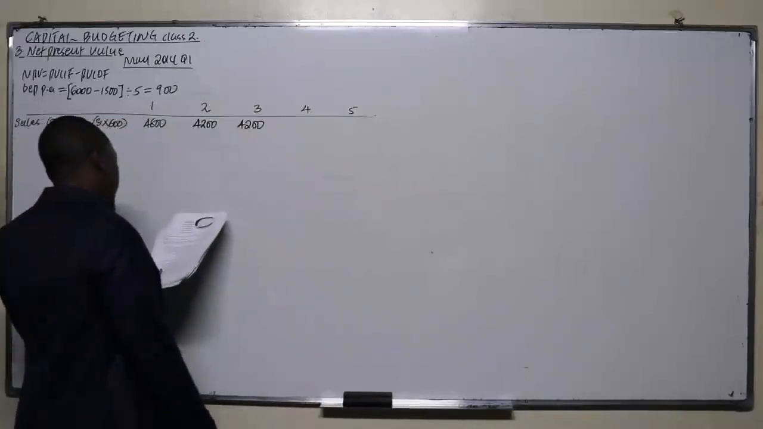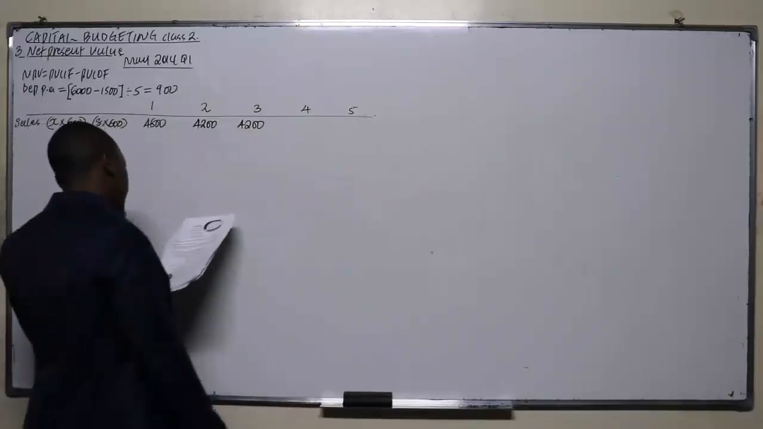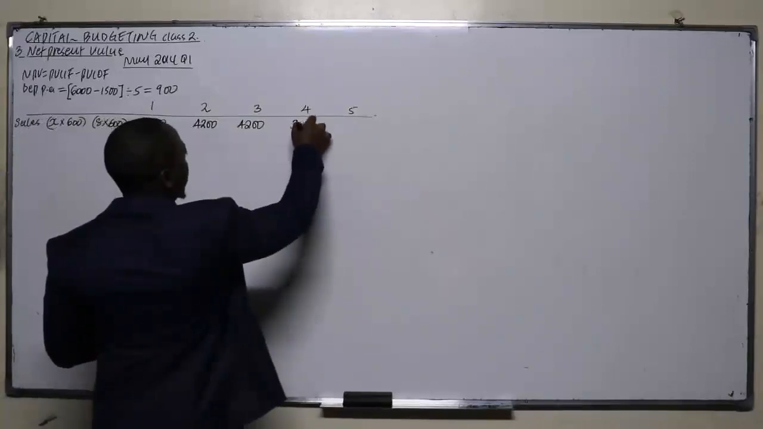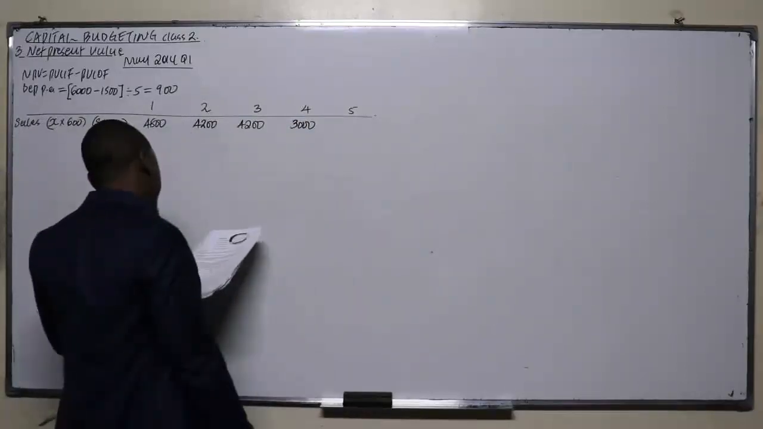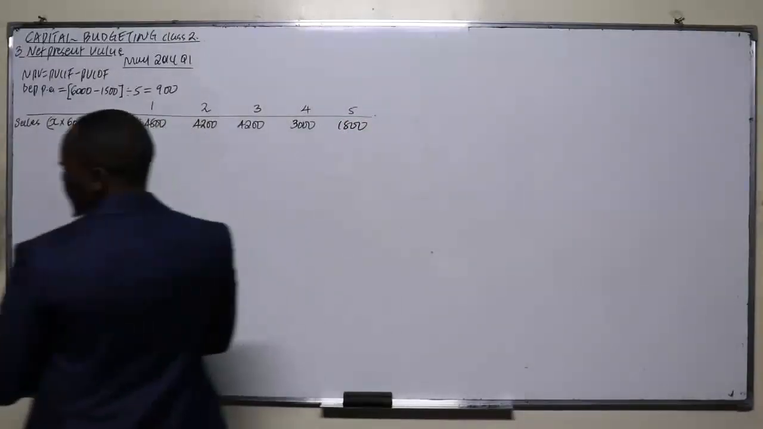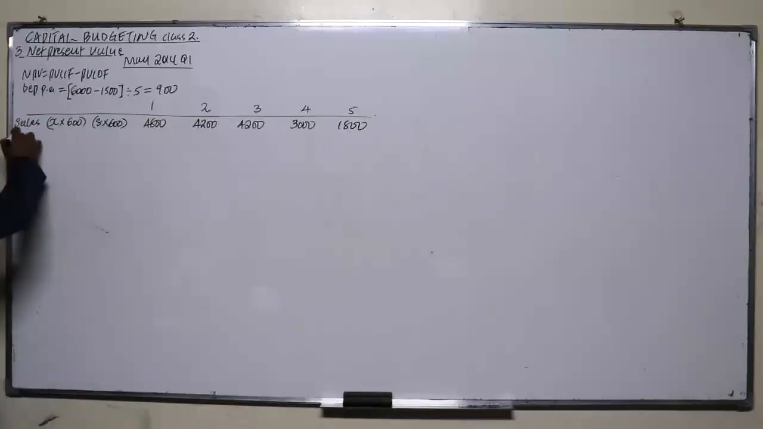Year four, you take 5,000 units at a selling price of 600. That one you get 3. And then year five, it's 3 times 6, you get 18. Then we raise the variable cost.